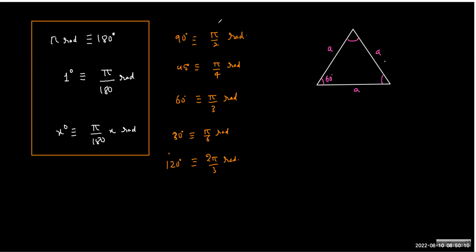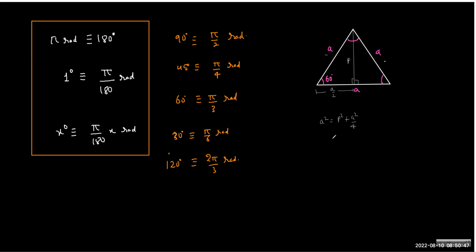And what if I draw a perpendicular from vertex to the base? This will create a right angle triangle for us, which base becomes a by 2 like this, isn't it? So if this is a by 2 and this is a, can we find the height, this vertical height? That's easy. We can use Pythagoras. So from Pythagoras, we can write a square equals to p square plus a square by 4. Yes or no?